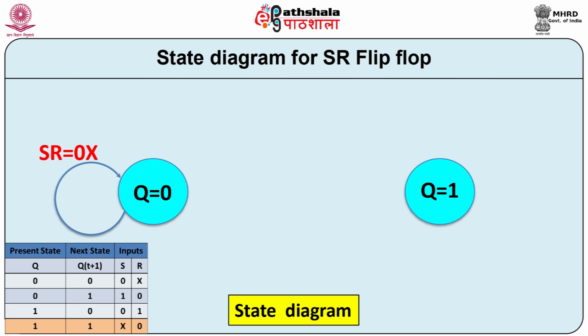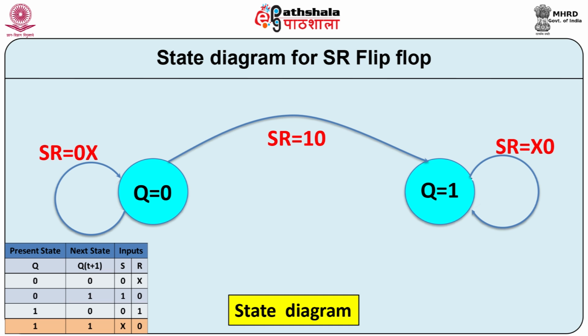If SR flip flop is in reset state, that is Q is equal to 0 and SR inputs are 0x, then the flip flop remains in the same state. Here x value can be either 0 or 1, that is a do not care condition. But if SR inputs are 1 0, then flip flop makes 0 to 1 state transition. Similarly, when flip flop is in set state, that is Q is equal to 1 and SR inputs are x 0, then flip flop remains in the same state. But if SR inputs are 0 1, then flip flop makes a 1 to 0 state transition.